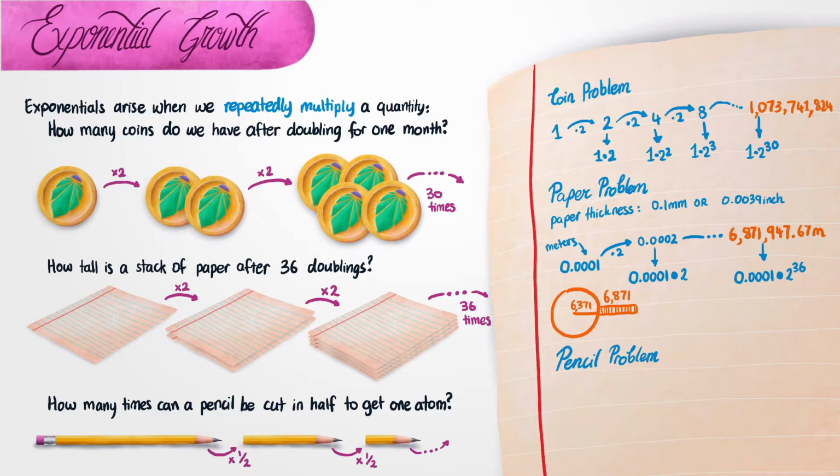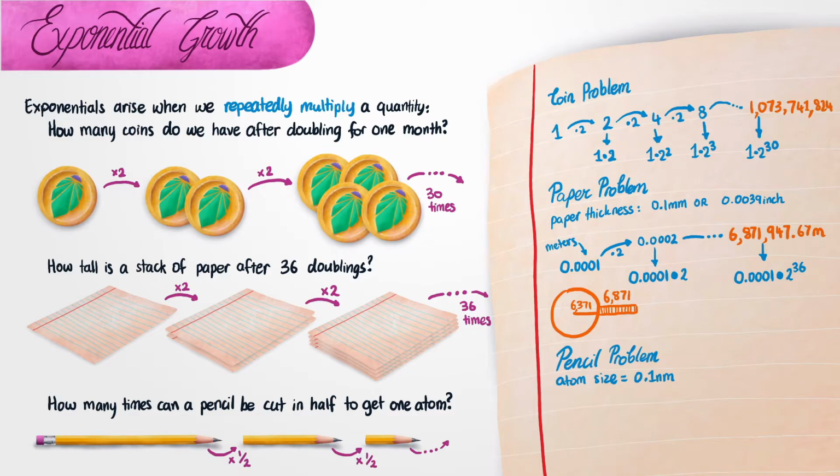And now finally, we just have to tackle the pencil problem. Now, if I'm being entirely honest with you, the first time I ever saw this question, I thought that you would need to cut the pencil around 1,000 times. Now, the size of a single atom is at least 0.1 nanometers, so I'm going to use that as the size of our atom.